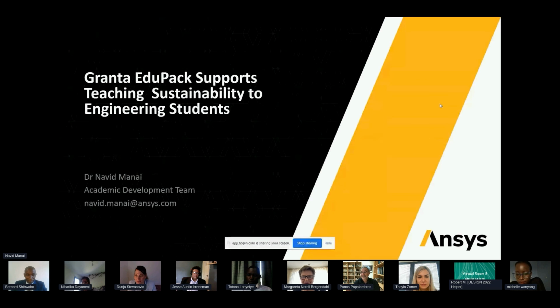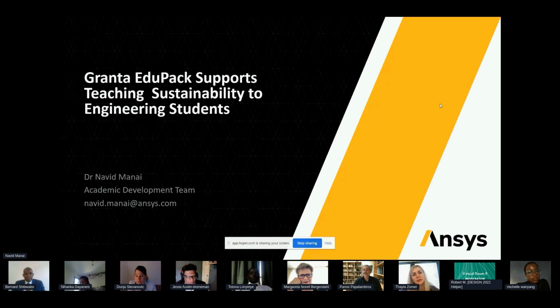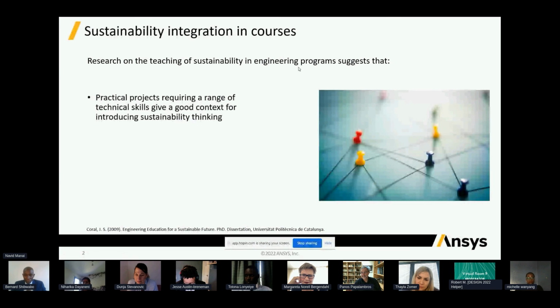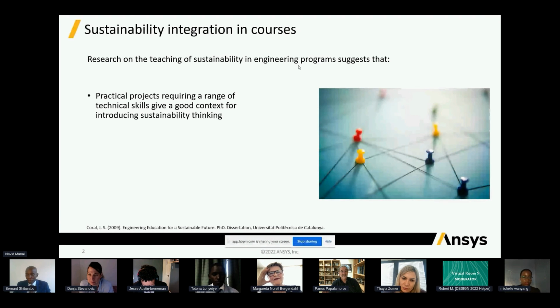Okay, so yes, we are going to explore how ANSYS can support educators in teaching sustainability to engineering students. Of course, ANSYS has many different capabilities for this, but specifically for today, we are going to focus on the software called ANSYS Granta EduPack. We've noticed in research that if this subject is part of practical projects that require a range of technical skills, then it would be much more successful in its integration.